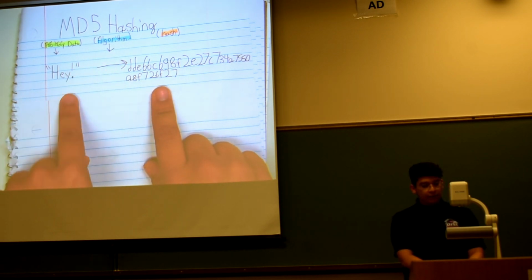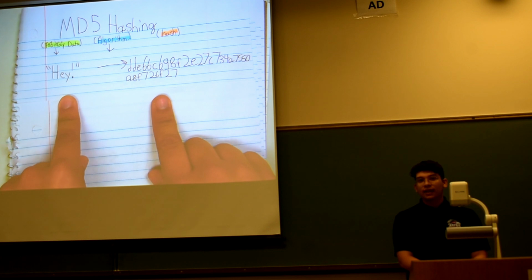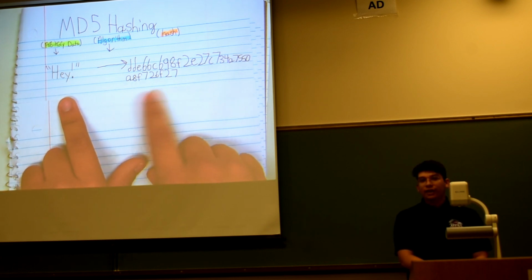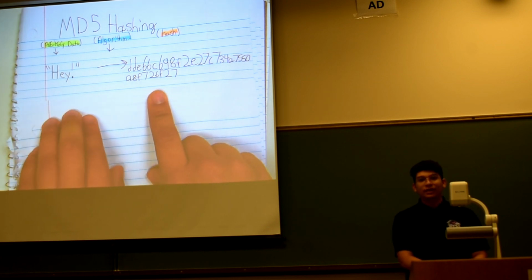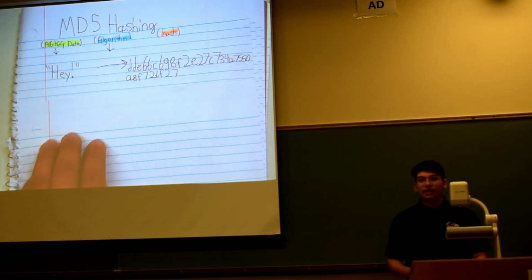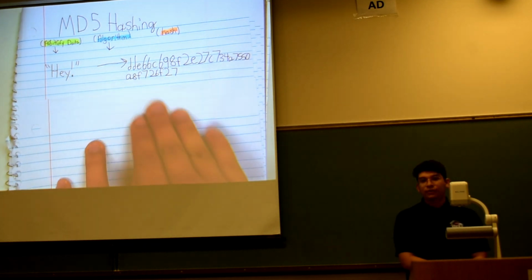No matter how big your arbitrary data is or how small it is, it's always going to output 32 characters. So if it's just a single word, a sentence, or a whole application, it's always going to have 32 characters.